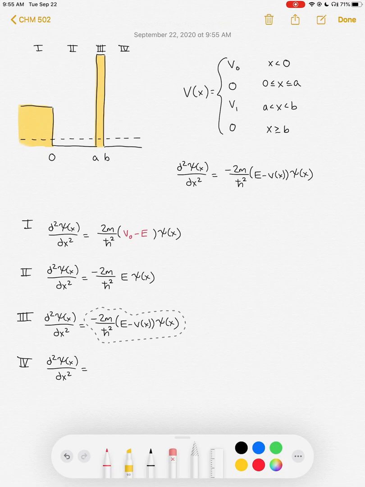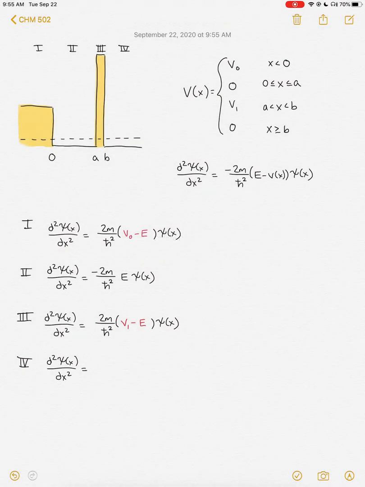For section 3, we're going to have the same solution as section 1, except recognizing that we have a new potential here just because of the way I've set up the problem. So here we have V1 minus E rather than V naught minus E. And then for region 4, it's the exact same solution as region 2 because there is no potential.